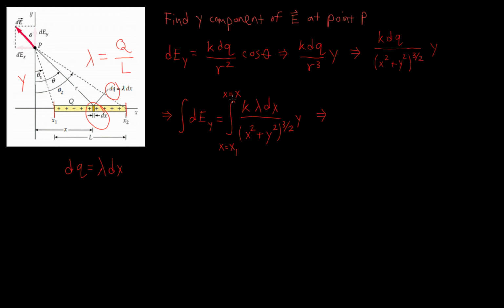Remember, when we take the integral, we can take out constants from our integral expression, and we just keep in the variables that are changing. In this case, k, the Coulomb's constant, is a constant, and we can take that out of the integral. And lambda, which is the linear charge density, is also a constant, so we can take that out of the integral as well.